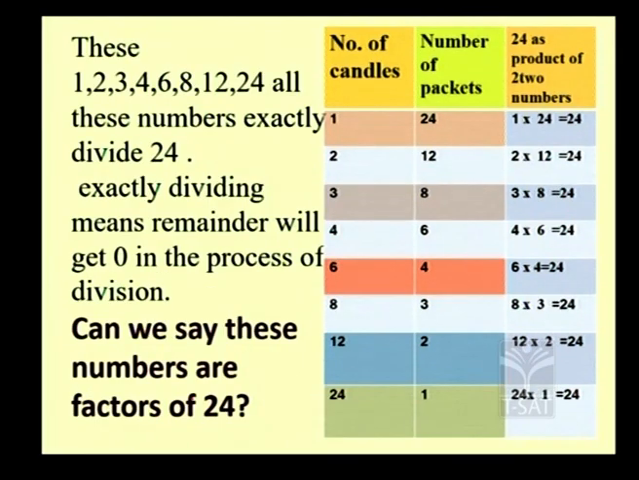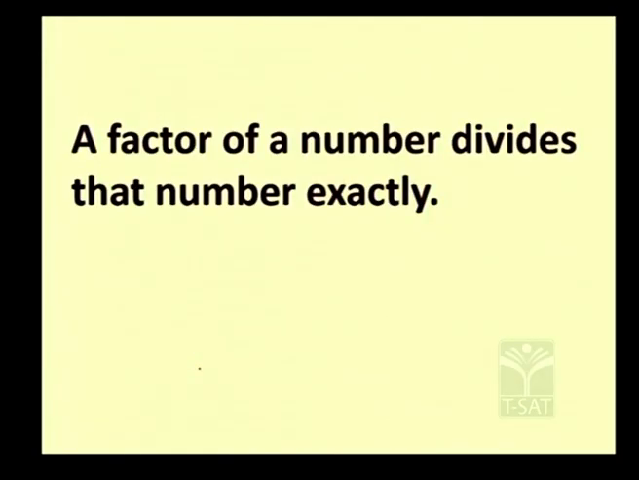Okay. What are these? See here, 1, 2, 3, 4, 6, 8, 12, 24, all these numbers exactly divide 24. Here we have to understand what exactly dividing means. Exactly dividing means the remainder will be 0 in the process of division. When we are getting 0 in the division, that we call remainder 0. So, that number exactly divides the other number. Can we say these numbers 1, 2, 3, 4, 6, 8, 12, 24 are factors of 24? A factor of a number divides that number exactly. So, now you can understand about the factor.